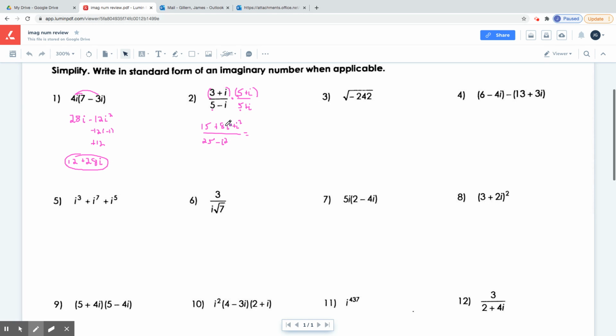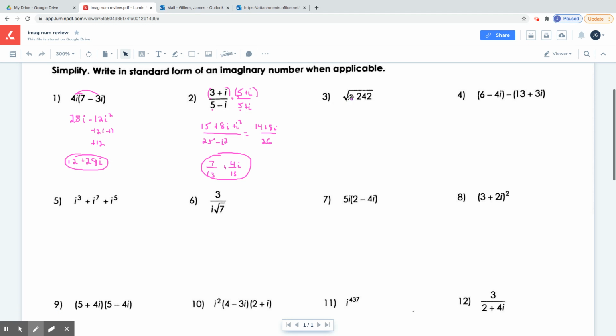Here, now we simplify. i squared is really negative 1. So 15 minus 1 is 14, plus 8i, over negative i squared, which is really plus 1, so over 26. I need to separate this: 14 over 26 plus 8i over 26. 14 over 26 is 7/13. 8i over 26 is 4i over 13, or 4/13 i. It doesn't make a difference how you write it. And there's your final answer.